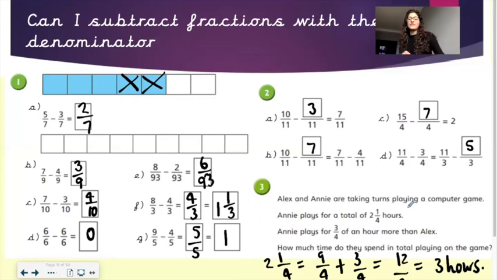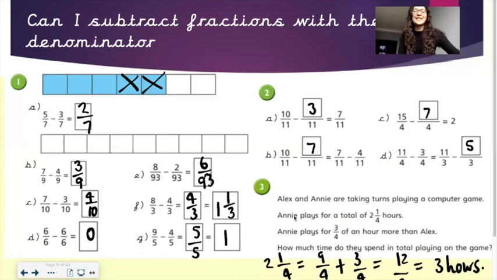So what I did here is I changed 2¼ to another fraction, which is 9 out of 4. And then I added 3/4 to it to then get 12/4, which is otherwise known as 3. So in total, they spent 3 hours on the game.